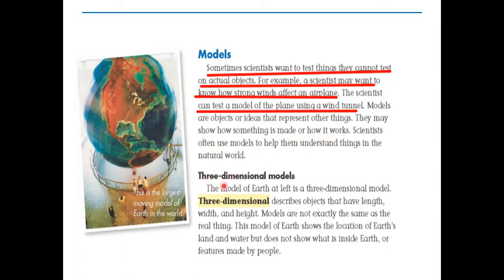Now we have three-dimensional models. The model of Earth here at left is a three-dimensional model. What is the meaning of a three-dimensional model? It describes objects that have length and width and height. Models are not exactly the same as the real thing. So this model of Earth shows the location of Earth's land and where the water is, but does not show what is inside Earth or features made by people.